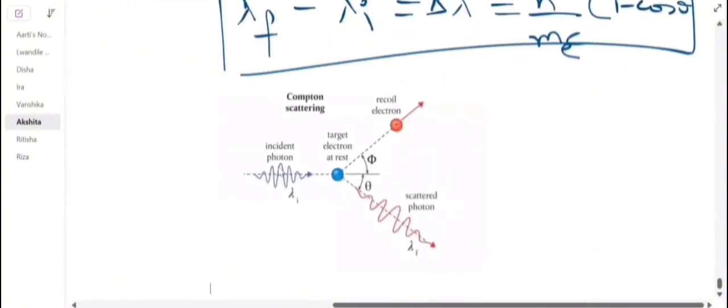Compton scattering: you can see here the photon is moving with an initial wavelength. It collides with an electron. The recoiled electron goes there, and the photon goes there. The photon gets deviated from the horizontal at a phi angle, whereas the electron gets deflected at some theta angle. So this is my scattered photon, and this will be my recoiling electron.